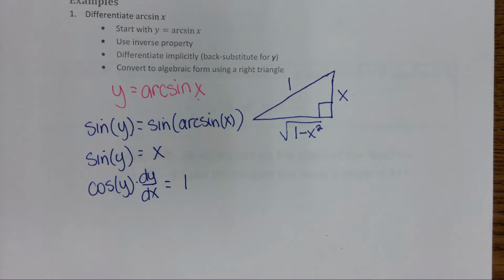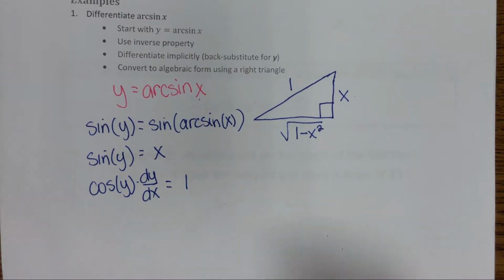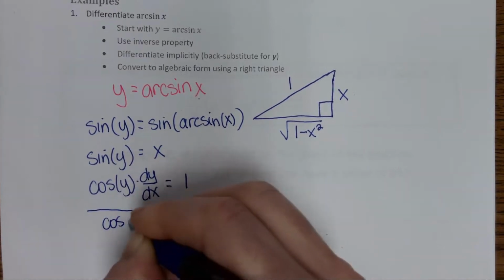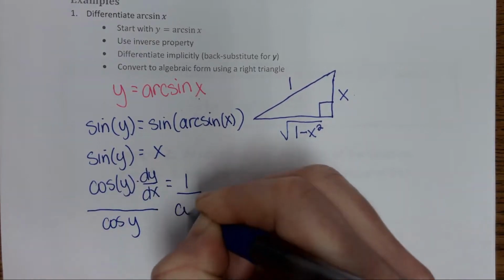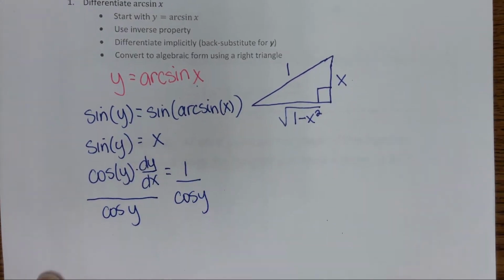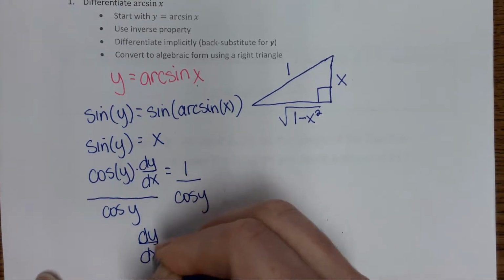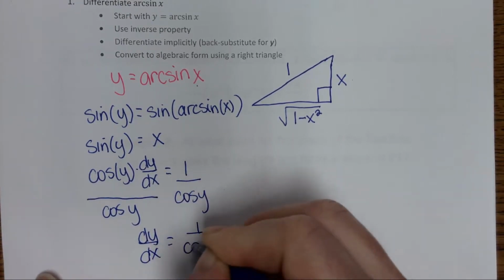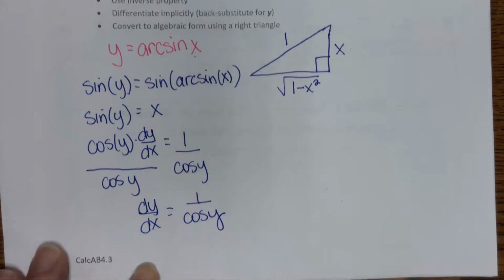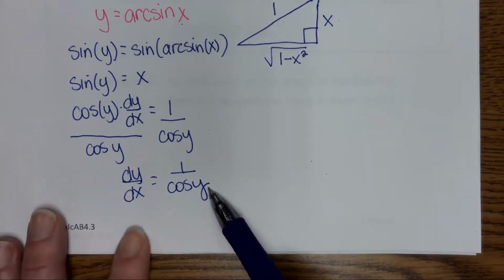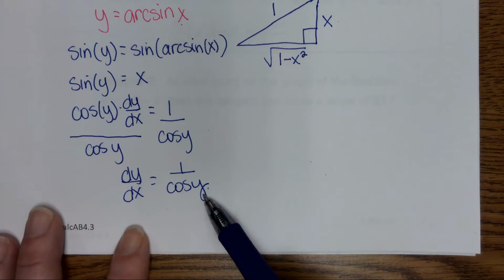Okay. What would I do to both sides? Divide by cosine of y. So now dy/dx equals 1 over cosine of y. That doesn't help me out. I need it in terms of x. Yep, but it still would be secant of y, and that doesn't help me out.